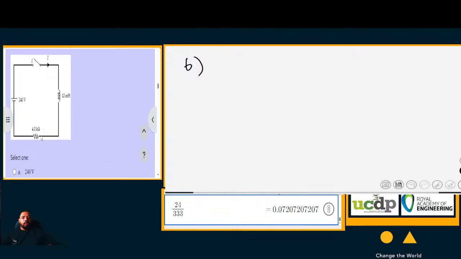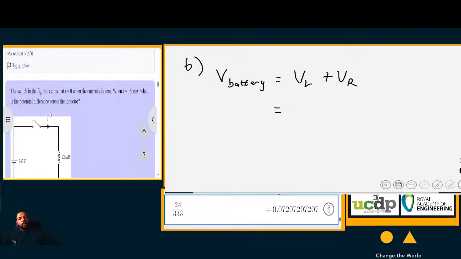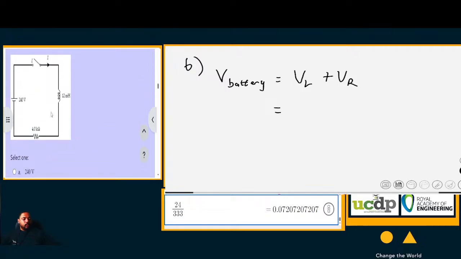So there we have the inductor, we have the resistor, we have 240 volts. The circuit is closed. Remember, the voltage of the battery, like in the previous question, should be equal to the sum of the voltage across the inductor plus the voltage across the resistor. Now what do we want here? We want the voltage across the inductor. Okay, so we want VL. What is VR? What is the voltage drop across the resistor? That is just I times R.